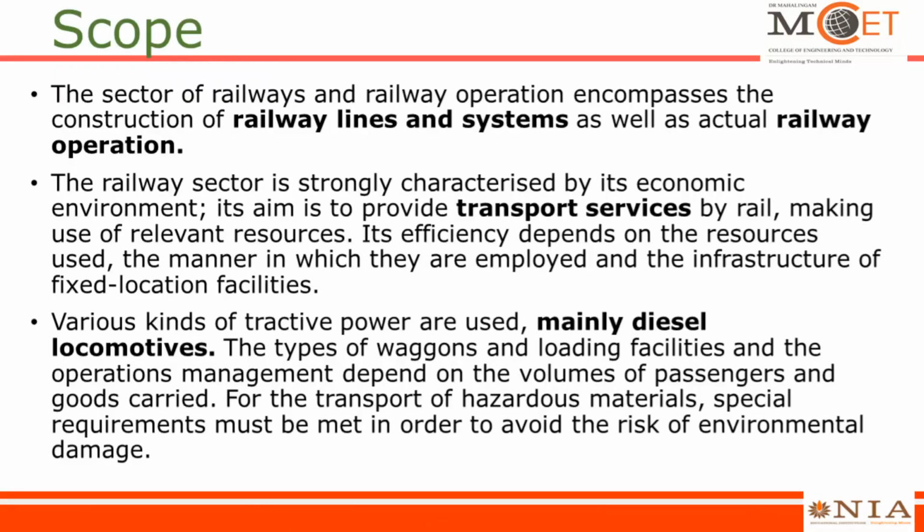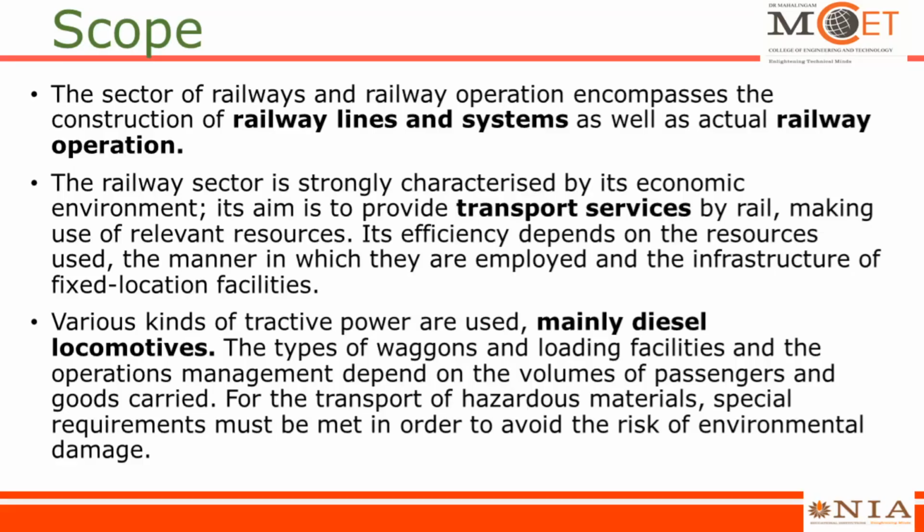Scope: the sector of railways and railway operation encompasses the construction of railway lines and systems as well as actual railway operation. The railway sector is strongly characterized by its economic environment. Its aim is to provide transport services by rail, making use of relevant resources. Its efficiency depends on the resources used, the manner in which they are employed, and the infrastructure of fixed location facilities. Various kinds of tractive power are used, mainly diesel locomotives.